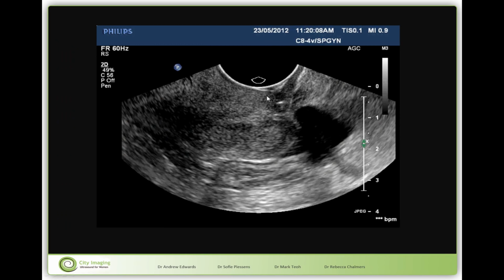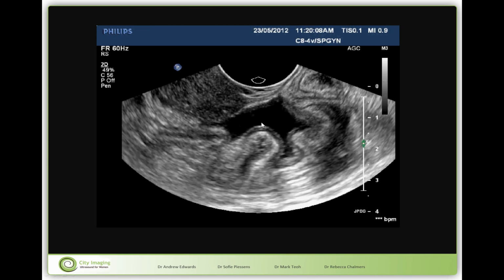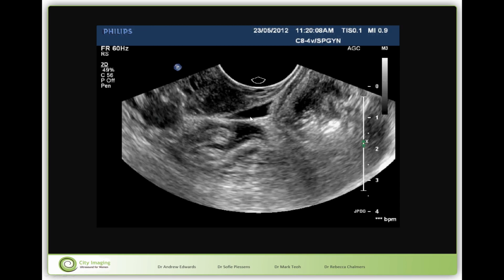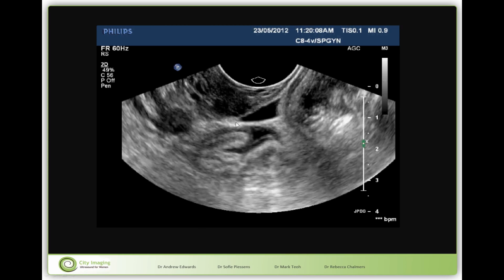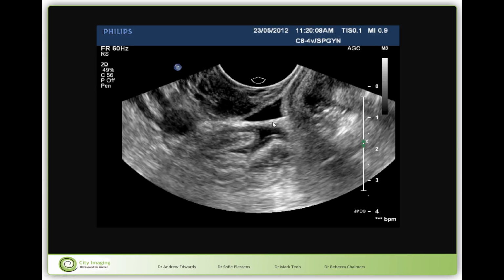So this is the cervix and I'm putting the probe in the posterior fornix. This is a free fluid in the pouch, and this linear structure here, that's a sacrouterine ligament. So sacrouterine ligaments are quite hyperechoic, and therefore on a normal ultrasound where there is no fluid in the pouch of Douglas, they are invisible. But when there is fluid in the pouch of Douglas, then sometimes we can see them.